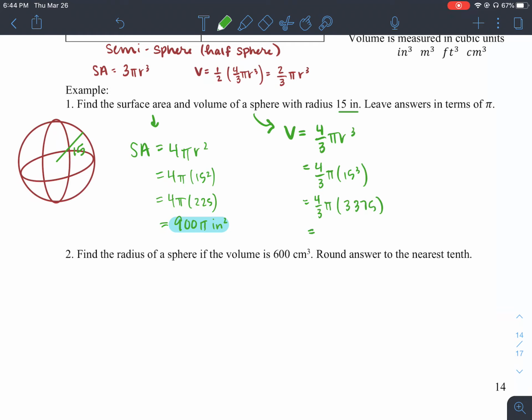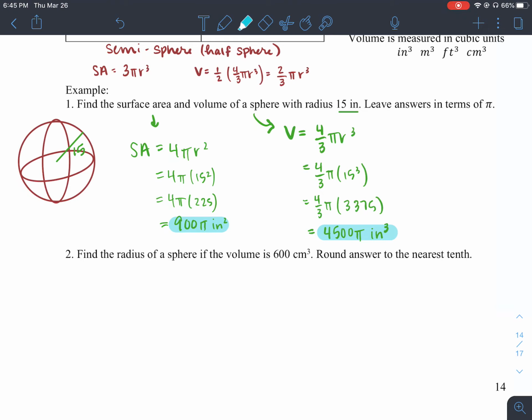That works as well. But if I multiply 4/3 times 3,375, because remember we're leaving this in terms of pi, you get 4,500 pi. And then again, I need to include my units. This is volume now, so my units are inches cubed. Okay, so if you know your radius, finding the surface area or the volume is just a little plug and check, pretty straightforward. A little bit of issue with the cubing, but I'm going to show you on your calculator how to do that in just a little bit.